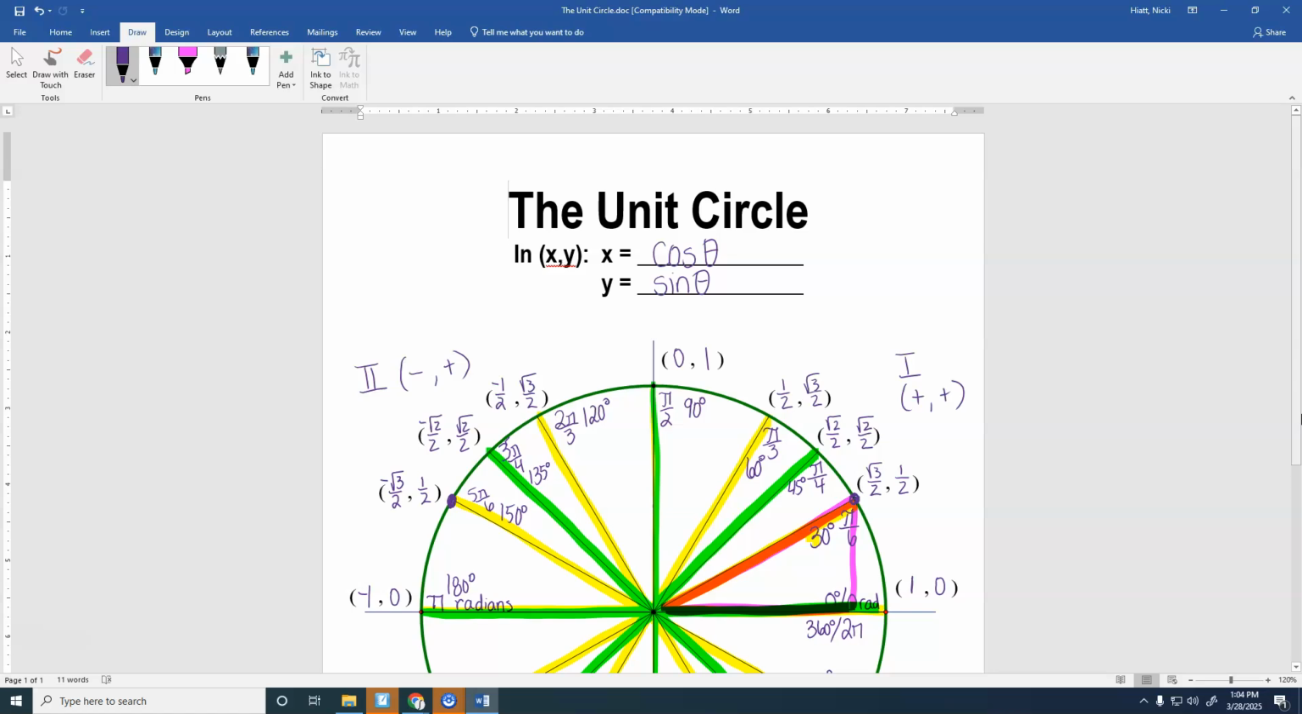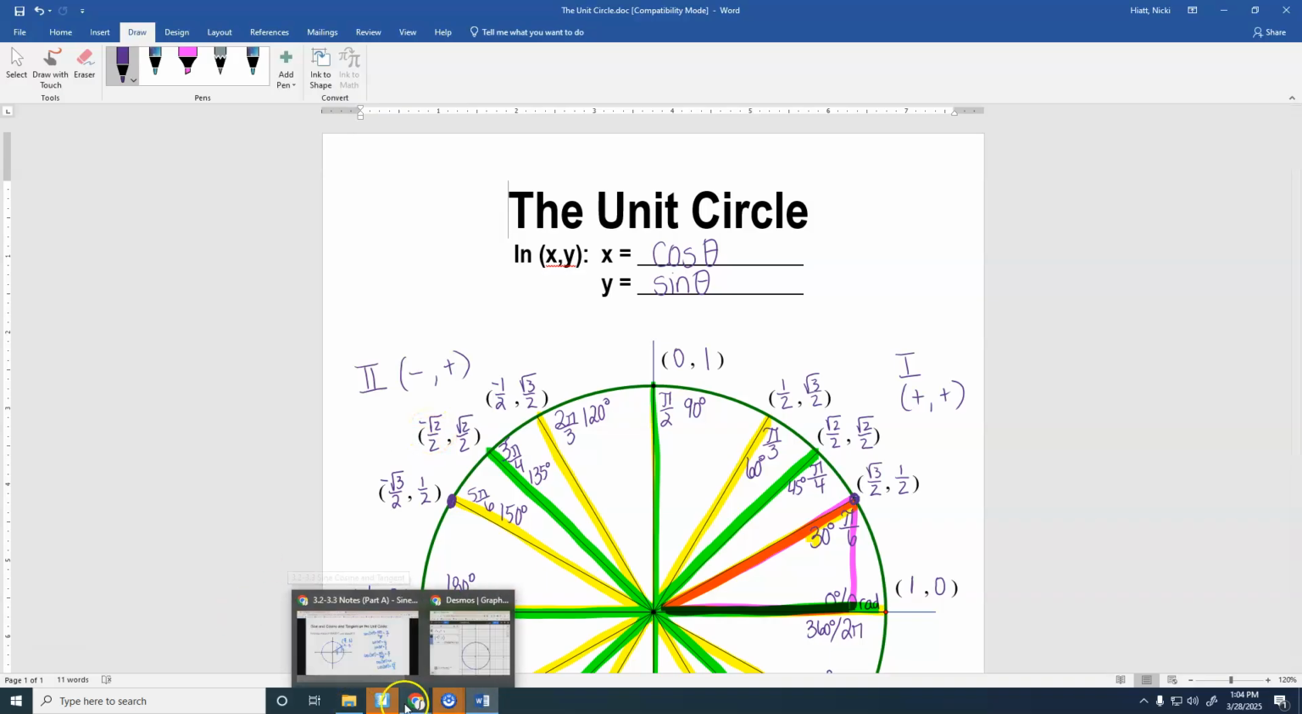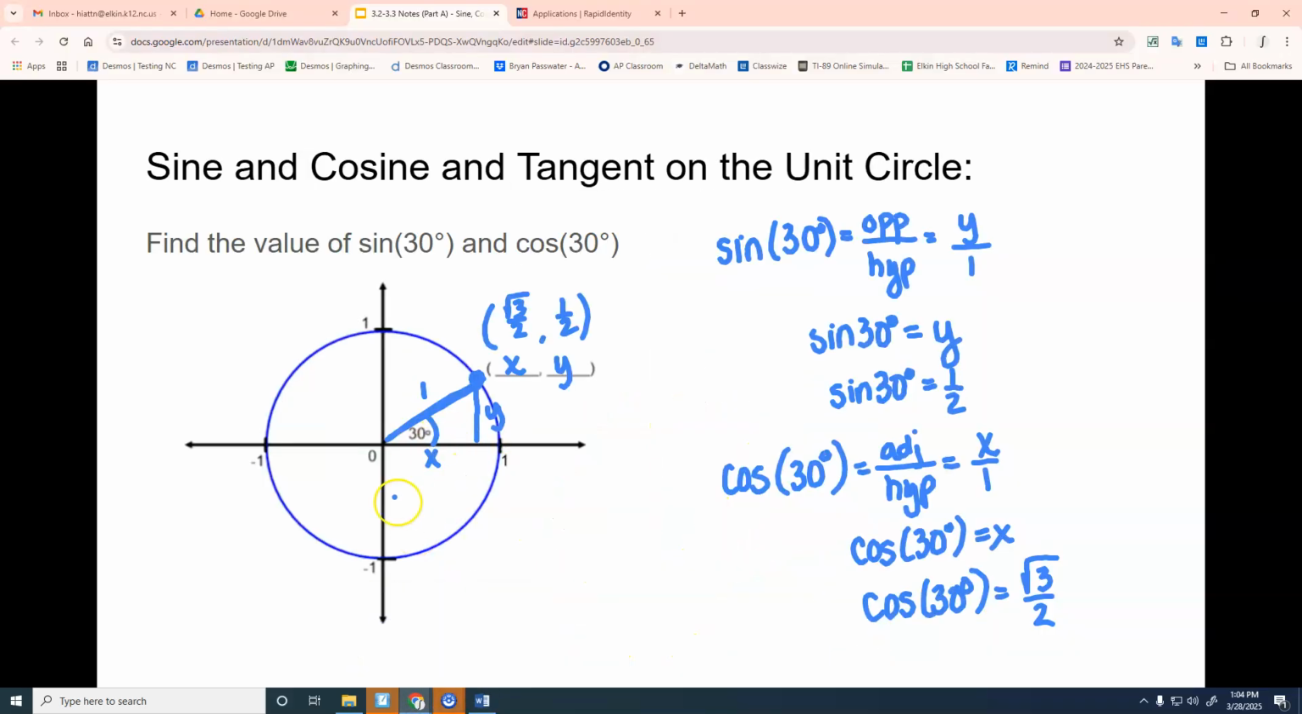So what this means is if I need to know sine of 30 degrees, I'm just going to look at the y-coordinate at the 30-degree spot, which is 1/2. If I need to know cosine of 135, I just go to the x-coordinate at 135, which is negative root 2 over 2, right? So you can use this to find trig values. That's one of the things that we're expected to do with this.